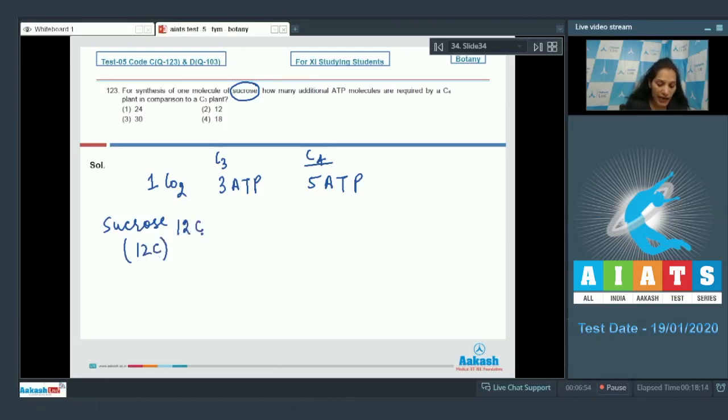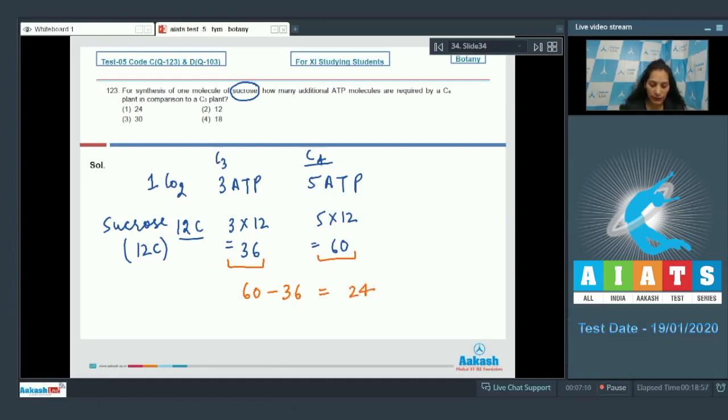Sucrose, it's a 12 carbon molecule. So for 12 carbon fixation, we will require 3 into 12, that is 36 ATP molecules. And here, it is 5 into 12, that is 60 molecules. Now, in this particular question, the difference of ATP molecules is asked. Now, 60 minus 36, that is 24 ATP molecules. So, the correct option for the given question is option number 1. Let's move to the next question.